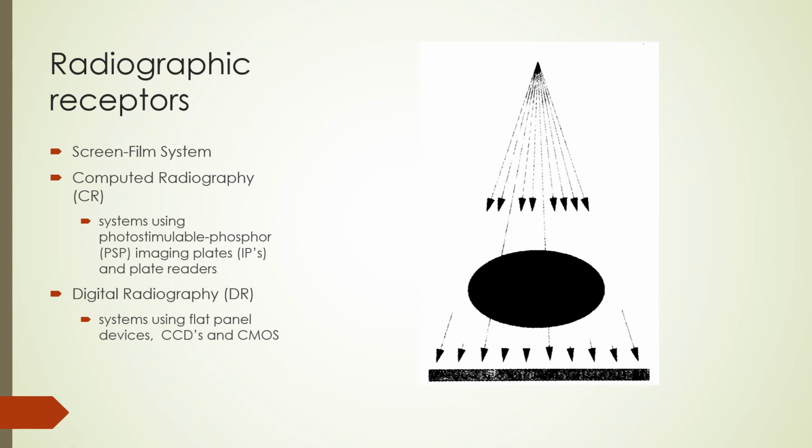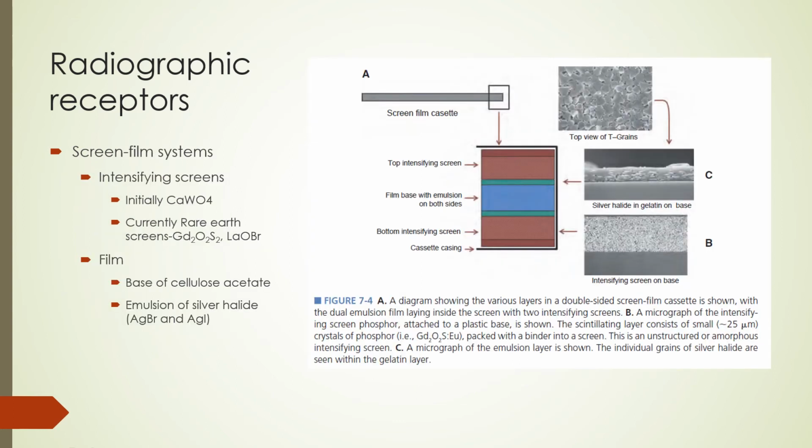Several types of receptors are used in projection radiography. Traditionally, screen film systems were used for X-ray imaging. Then, computed radiography, or CR, systems were introduced. Currently, most radiology departments use a form of direct digital radiography imaging system. Let's look at each of these in more detail. Although screen film systems are less common these days, for historical perspective and context we shall learn about them.